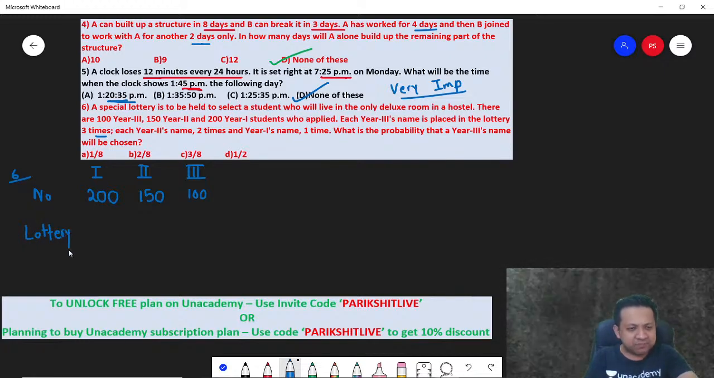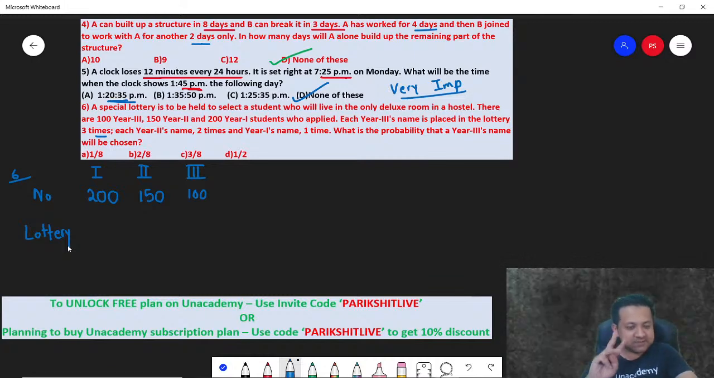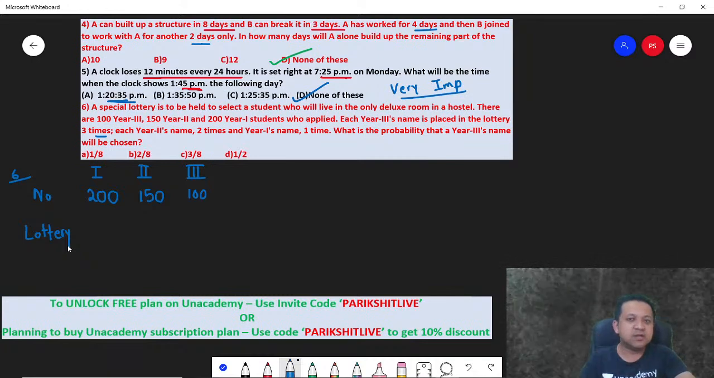Let's say my name is Parikshit Saikia, and let's say I belong to year 3. So the name Parikshit Saikia will be there 3 times. My name will be written 3 times on 3 different chits. So for year 3, the lottery has every name 3 times.